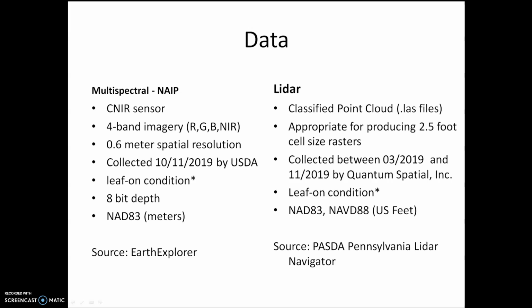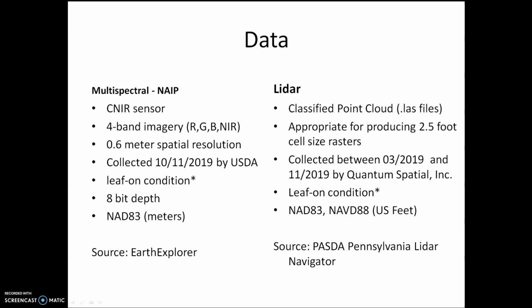The data that I'm using in the project, there are 3 forms of data. There's multispectral NAIP data. This is 4-band imagery, so red, green, blue, and near infrared. It has 0.6 meter spatial resolution. It was collected in October 2019 by the USDA. And most importantly, this was taken with leaf-on conditions, which is important for finding the forested area. It's 8-bit depth radiometric resolution, so it has values from 0 to 255. Its coordinate system is NAD83 in meters, and I sourced that from Earth Explorer.